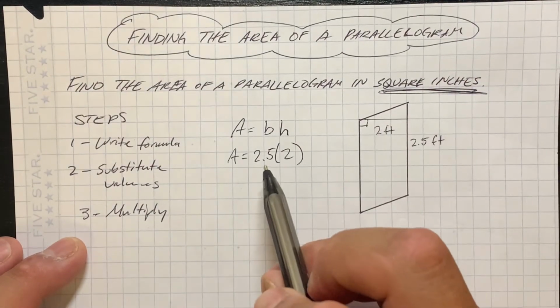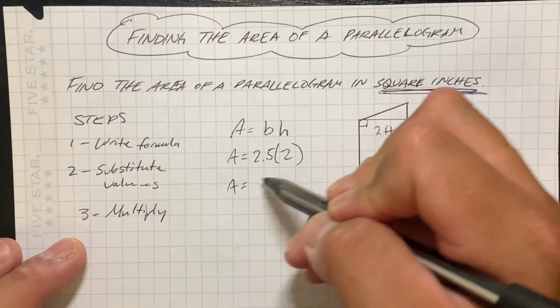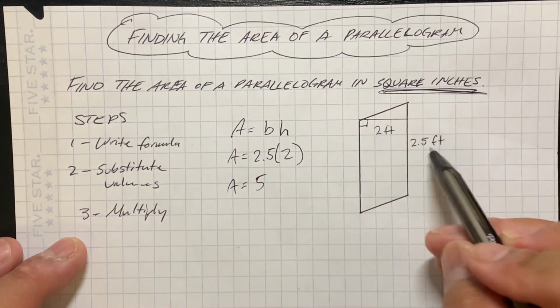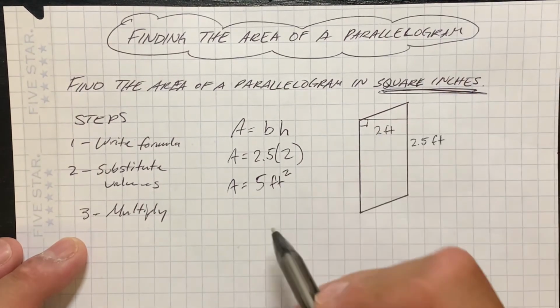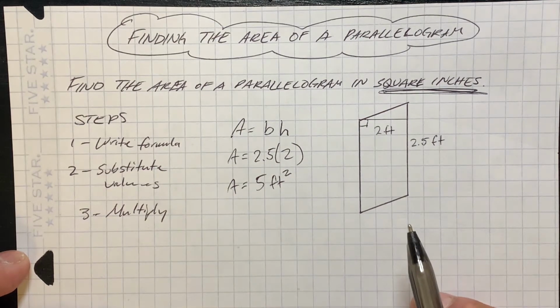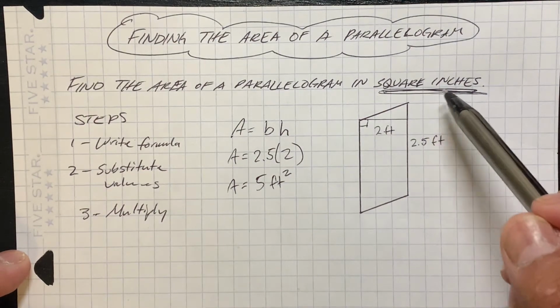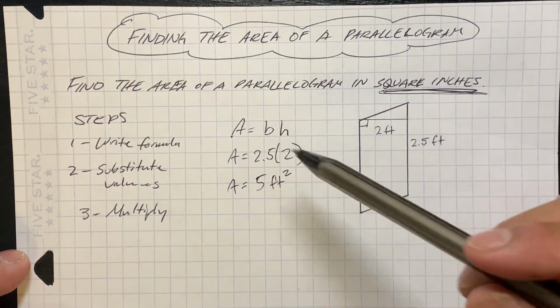Now, anytime you double a number, so if we double 2.5, we're going to get 5. So area equals 5. But if you notice, the measurement is in feet, and if we're multiplying, it's going to be area equals 5 square feet. Okay. Now, again, I wanted us to convert this into square inches. So the area of this parallelogram is 5 square feet.